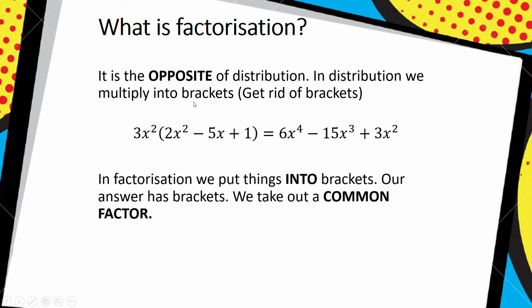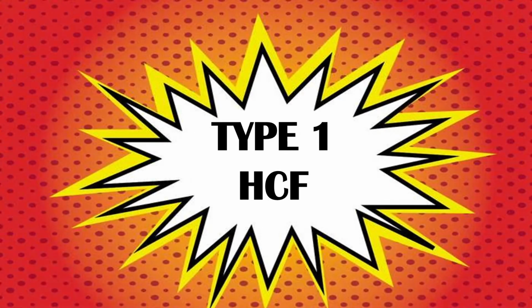If I show you, usually this would be the thing that I give you, 3x, open bracket, x plus 2, and then you would distribute to give me this answer here. In factorization, I would give you the answer almost, so I would give you this part here and tell you to factorize it by putting it back into brackets, and I'm going to teach you how to do that. The first type of factorization we're going to be dealing with is something called HCF, which you know is highest common factor. So we're going to start really slow and go from there.